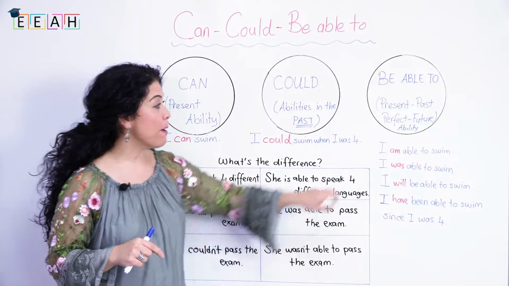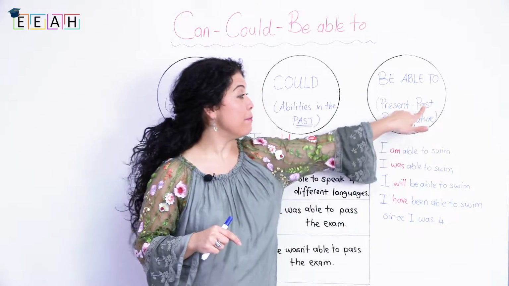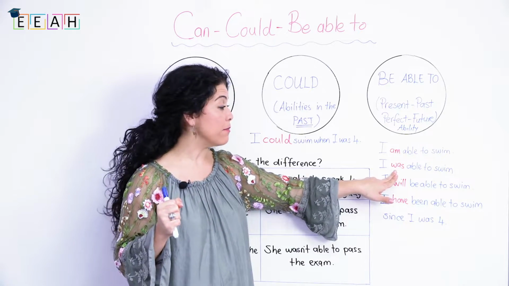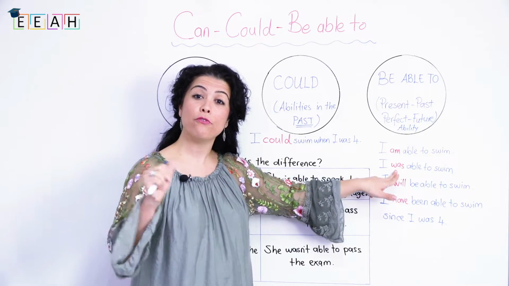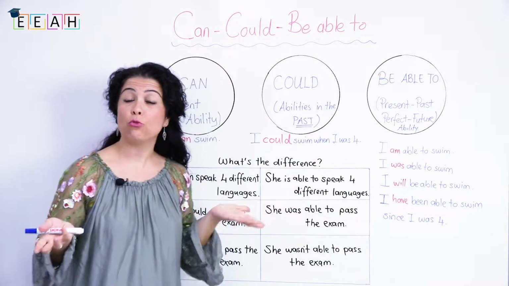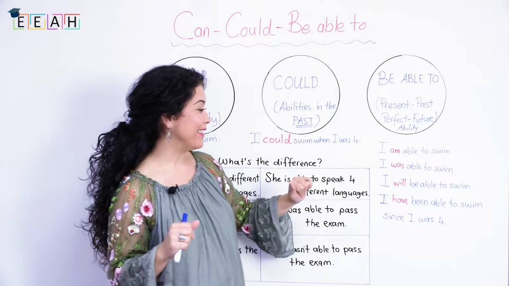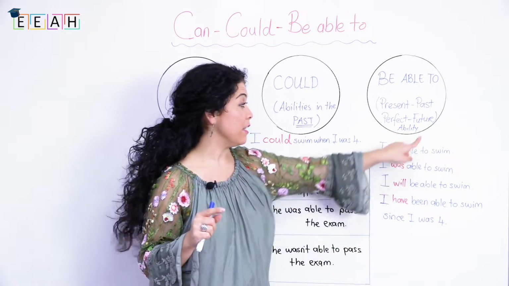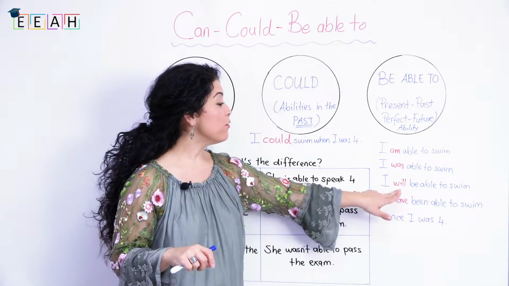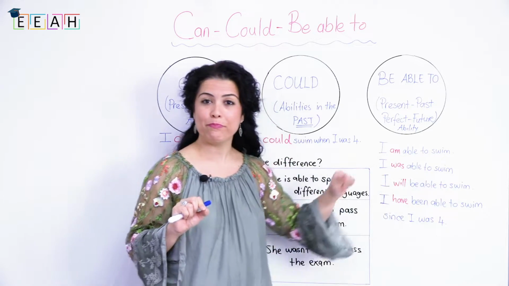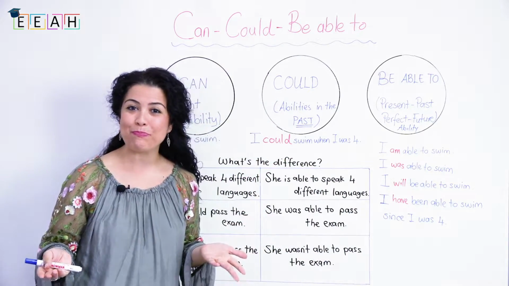If you are talking about a past ability, the auxiliary changes form and it becomes either was or were. So, I was able to swim. Next one. If you are talking about a future ability, future this time, then we use will. I will be able to swim. I'll be able to swim.